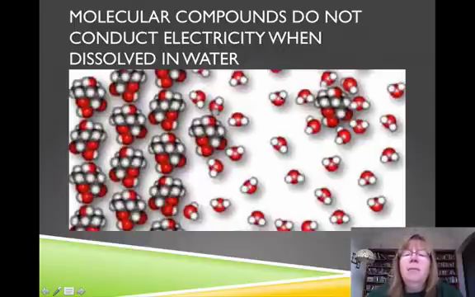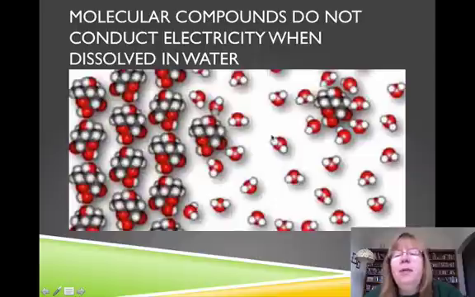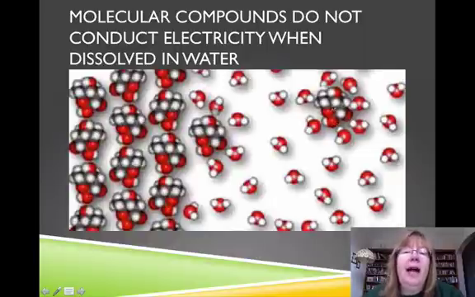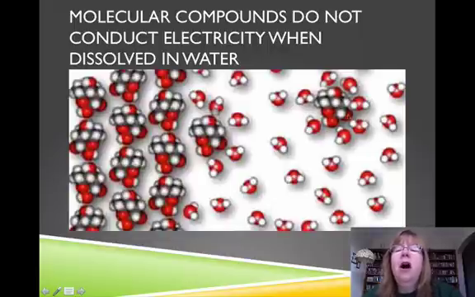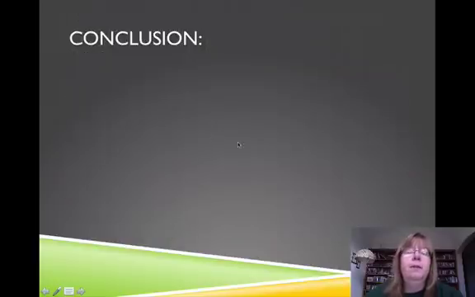So here are our water molecules, and see what's happening is they're pulling apart these, if this was sugar, these big blobs from one another, and there are no ions present. And we are not actually breaking this down into individual atoms. So you still have the carbon and the hydrogen and the oxygen all still covalently bonded. We're just separating one molecule from another.